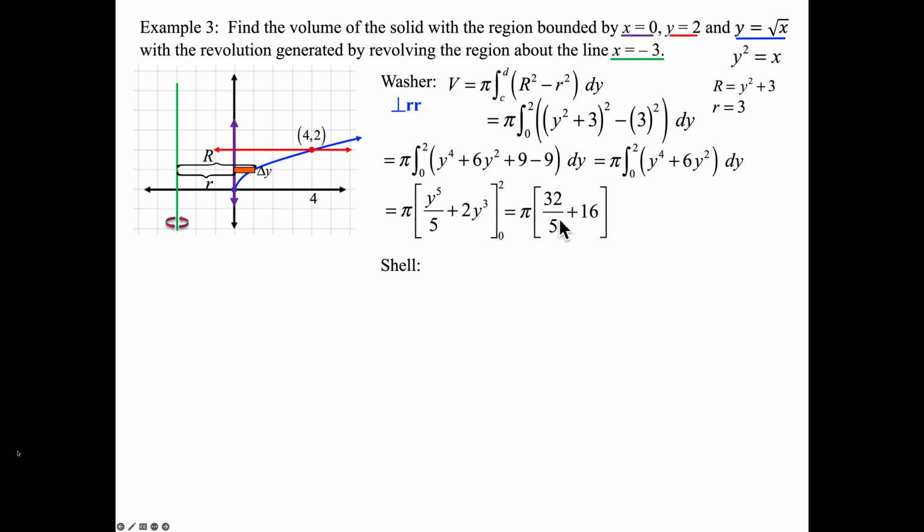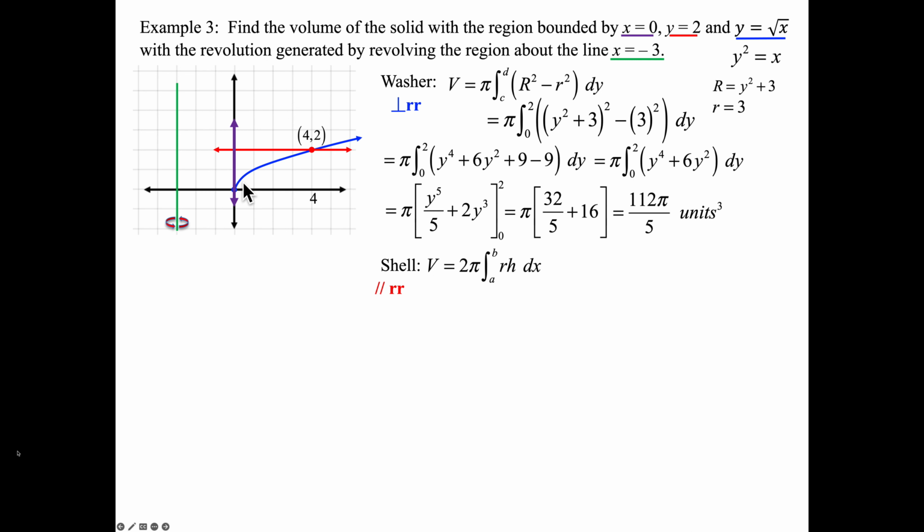That's 32 over 5 plus 16. Calculator tells me that's 112 over 5. Multiply the pi, there's my units cubed. So in this case, the washer technique was relatively painless. That's okay. Shell technique, we can still do the shell technique real quick.